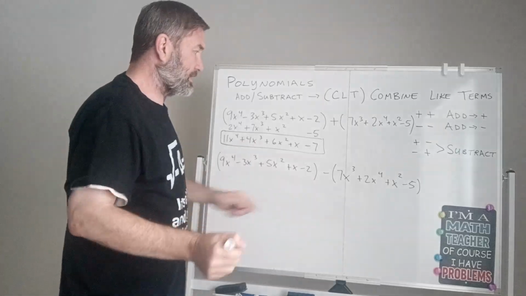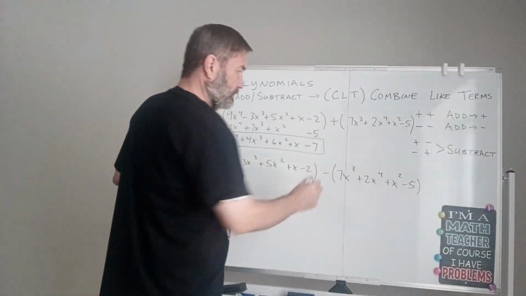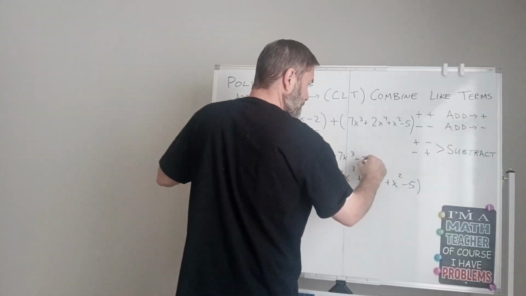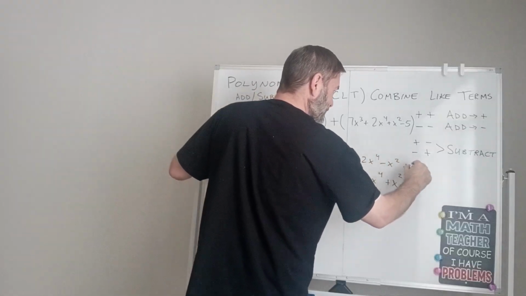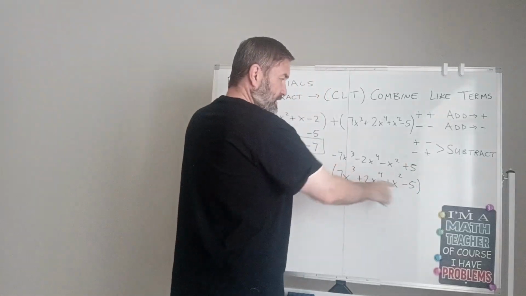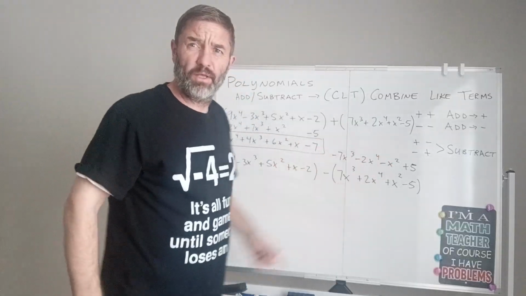Now, subtracting. What I like to do is I like to distribute the negative first, and I like to do it vertically. Okay, so that's going to become a negative 7x cubed, negative 2x to the fourth, negative x squared, and then finally a plus 5 way over here. Now, this is the one a lot of students miss. The further out it goes, students forget to do that, and all it takes is one to miss.